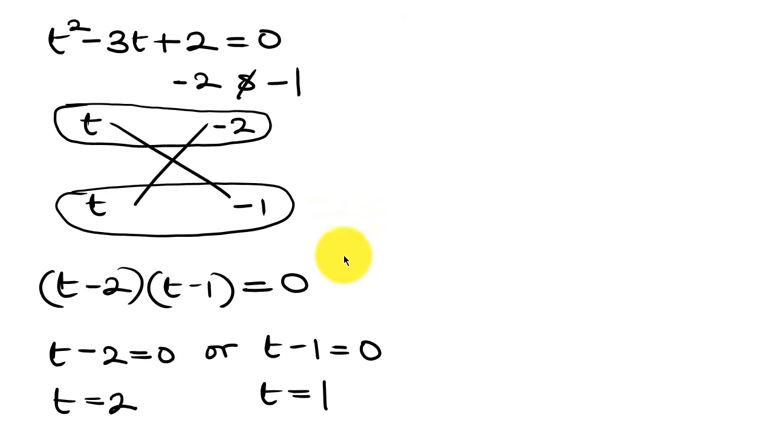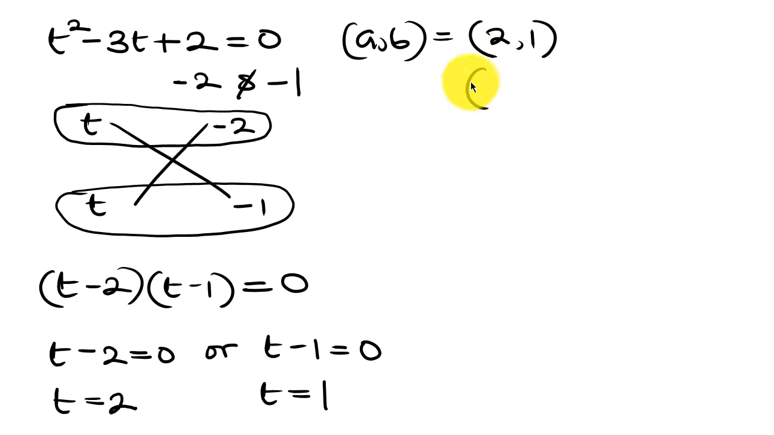So these are various values for A and B. That means the values for A and B are, we have A to be 2, while B to be 1. And since the equation is symmetric, that means we can also have A to be 1 and B to be 2.